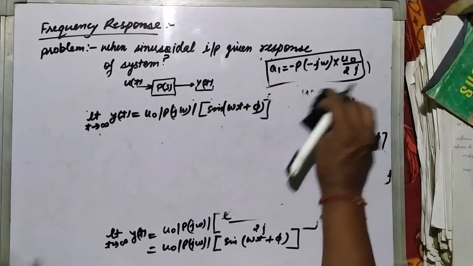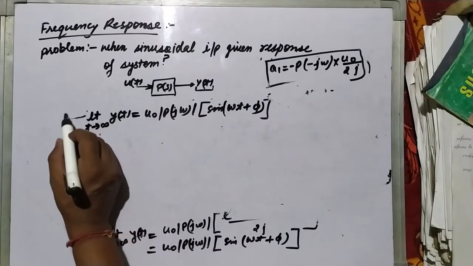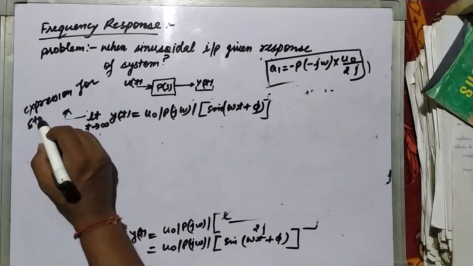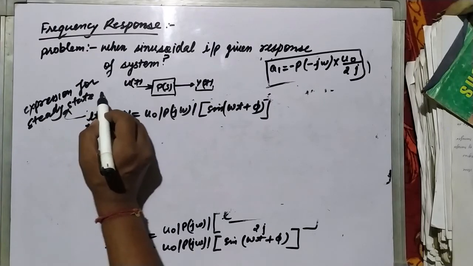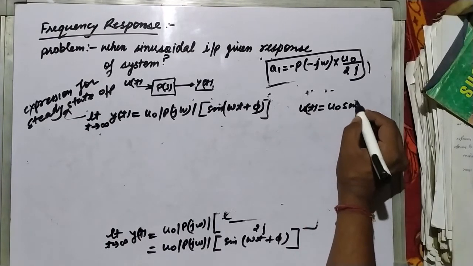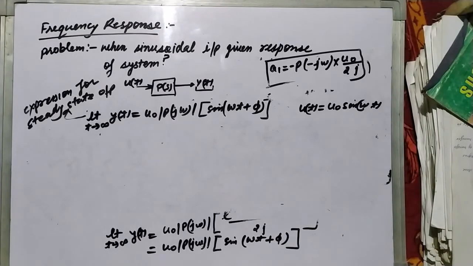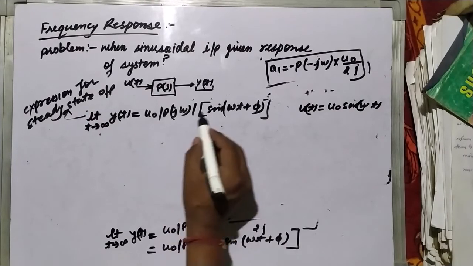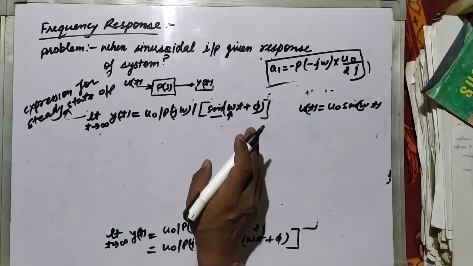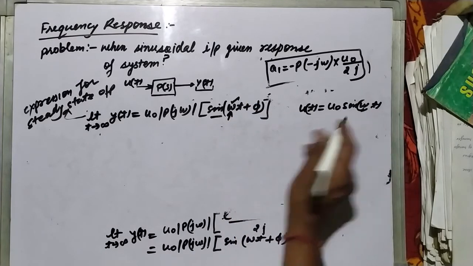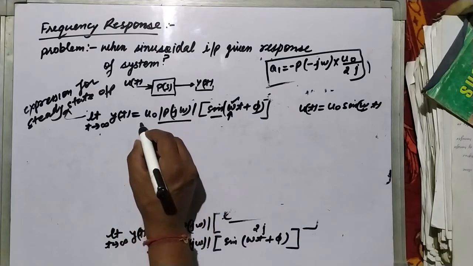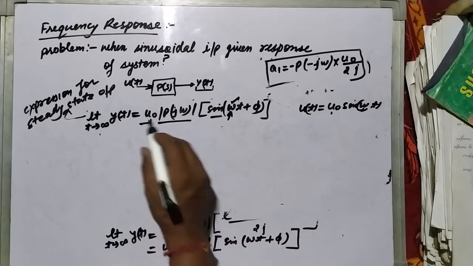So this is my y(t), the steady state output. This is my expression for the steady state output. See, what was my input? Input u(t) was equal to u naught sine omega t. So you can see the steady state output is a sinusoidal function of the same frequency. You can see this is omega and this is also omega, so the frequency is the same. And there is scaling in the magnitude, and there is some shift in phase.